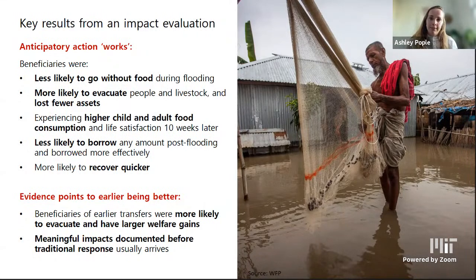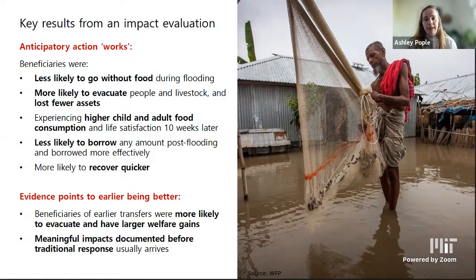They were more likely to evacuate and protect livestock. And as a result, 3 months later, they had higher consumption, both adult and child, which has, as we know, long-lasting implications for child development and learning. And they're also less likely to borrow and recover better, more quickly.